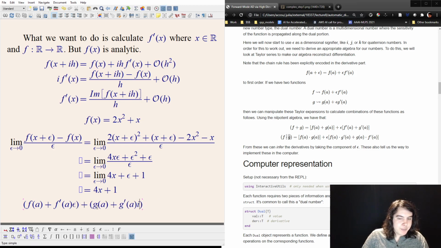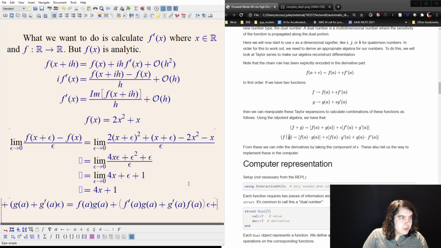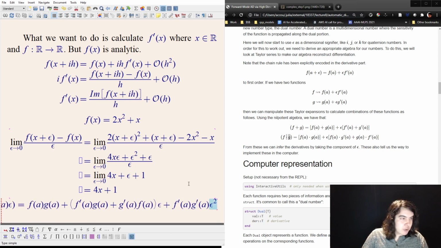Where we have this new algebra rule where whenever we see an epsilon squared, we make it a 0, right? If you do that, you write it down, and you get f of a times g of a, plus f prime of a g of a plus g prime of a f of a, all multiplied by epsilon, and then we have the f prime of a g prime of a epsilon squared term, right? And now we just make this term equal to 0 because it has an epsilon squared, right? So this is our arithmetic.